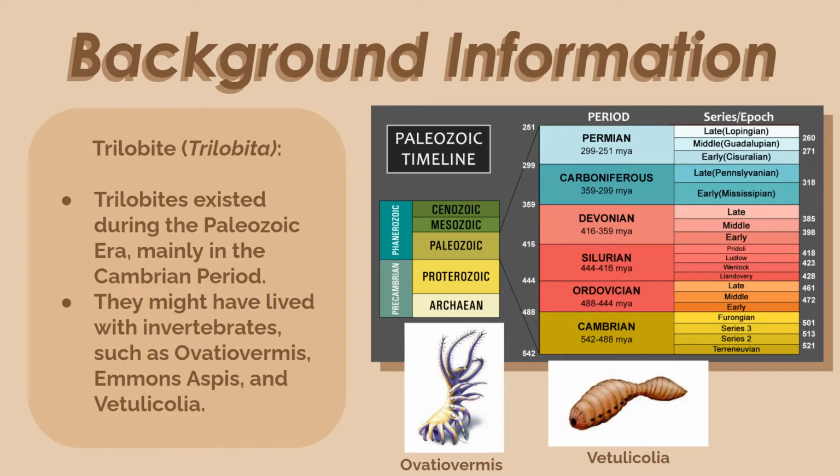The trilobites existed in the Paleozoic era, but mainly thrived during the Cambrian period. Although they didn't live with many other organisms, scientists speculate that most of the other organisms were invertebrates, or an animal without a backbone. Some examples of these invertebrates were Ovariovermis, Emmons aspis, and Batulicolia.